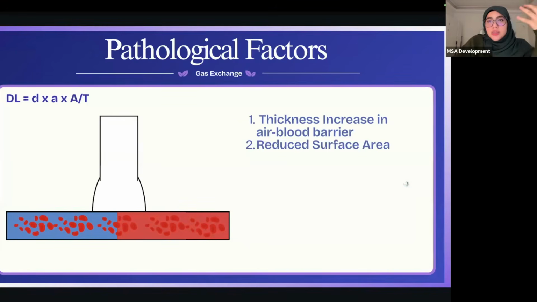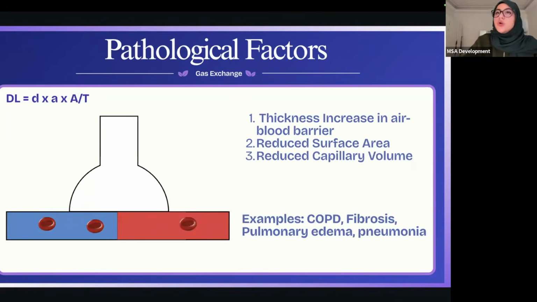Another factor is reduced surface area. Let's say that your alveoli are collapsing. There are a lot of pulmonary diseases that could result in this. Or let's say your alveoli are just dying, so you don't have enough surface area anyway. Therefore, your diffusion capacity obviously goes down, as we said before. Here's a little equation to remind you. Lastly, let's say you don't have enough blood volume, then your diffusion capacity will definitely go down, because what are you supposed to diffuse if you have no blood volume to begin with?